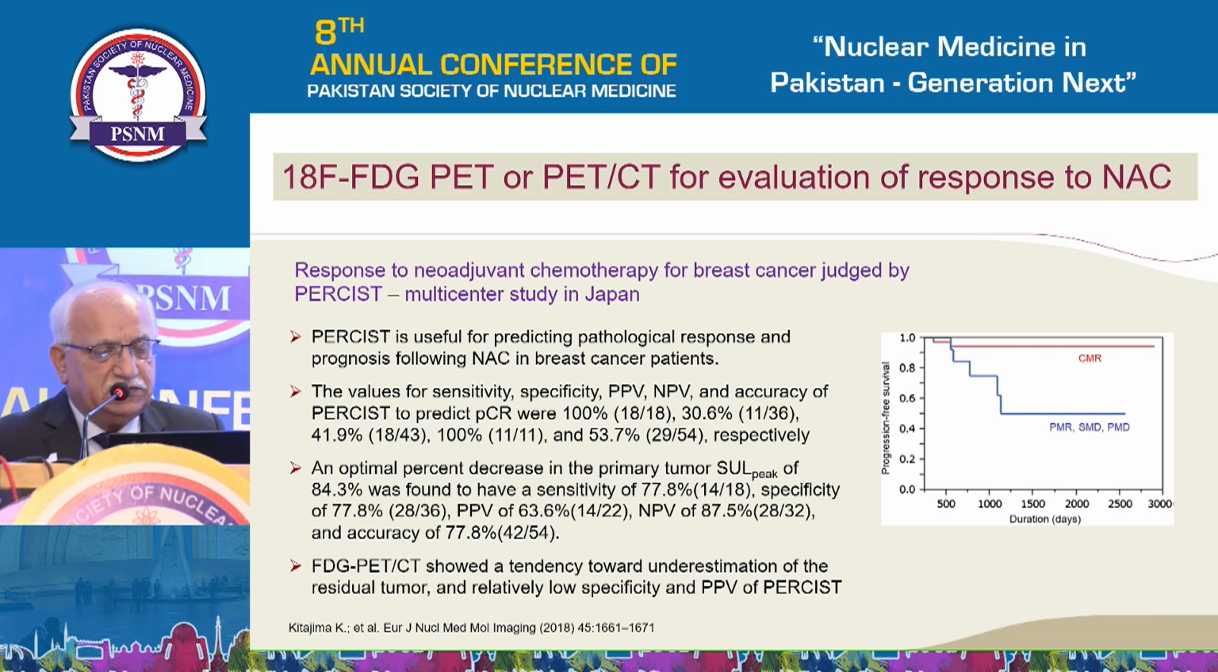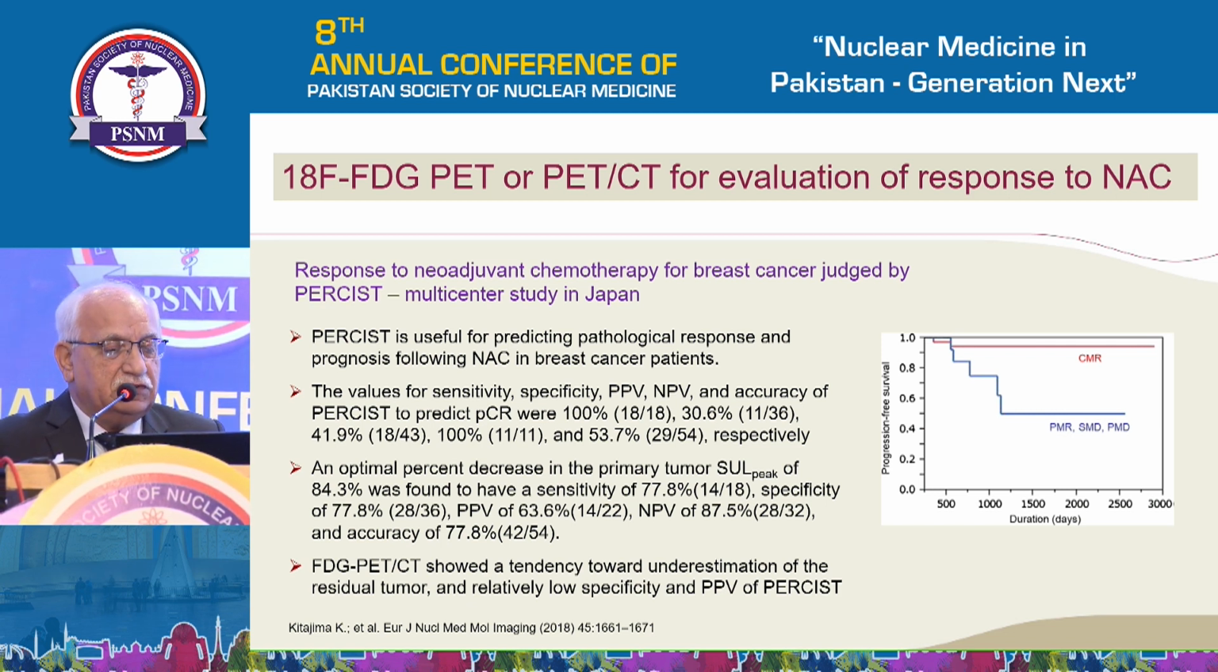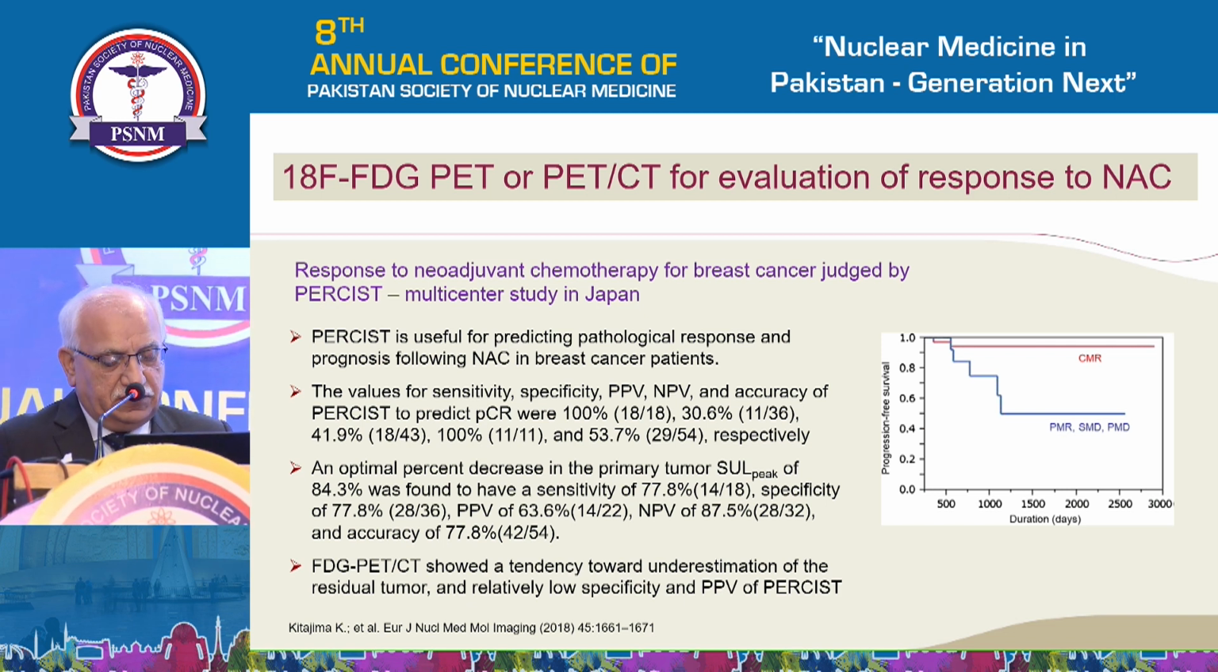PERCIST is useful for predicting pathological response and prognosis in neoadjuvant chemotherapy. An optimal percent decrease in primary tumor SUV peak was 83%, which was found to have a sensitivity of more than 77% with equal specificity and predictive value.